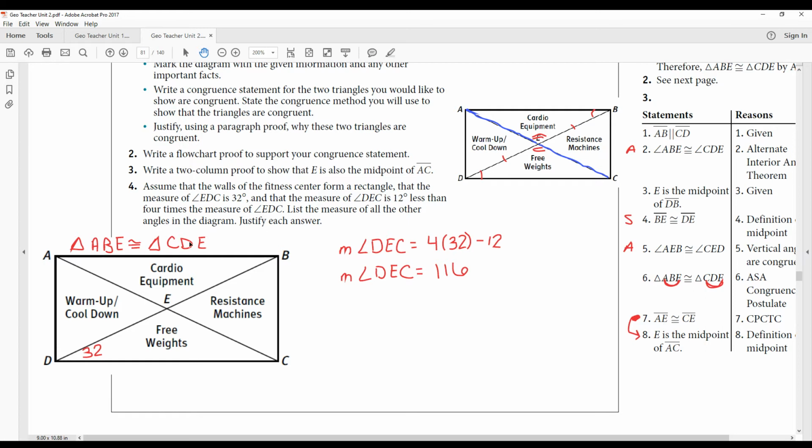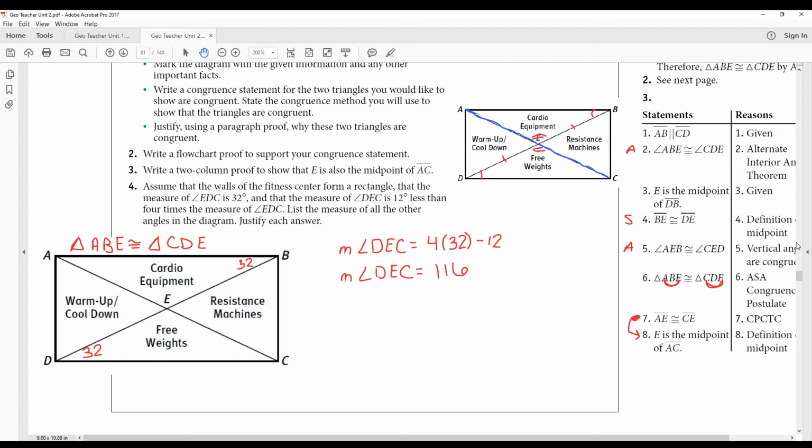So remember, we've already proven that these 2 triangles are congruent. So if angle D down here, which is the middle letter right here, angle D is 32, then that means angle B is going to be 32. That's corresponding parts of congruent triangles. Then I'm going to argue that if this is 32, that this is 32.